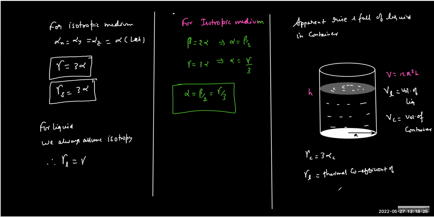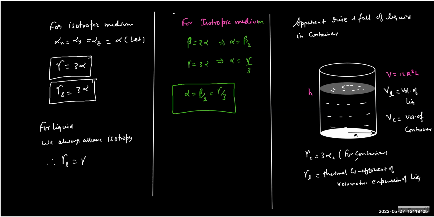Thermal coefficient of volumetric expansion of liquid. So you can understand things like this. So what happens? Let's say if the change in volume of water is more than the change in volume of the container, because when you heat, both will expand. Understood? If the container expands much more than the liquid, what will happen?